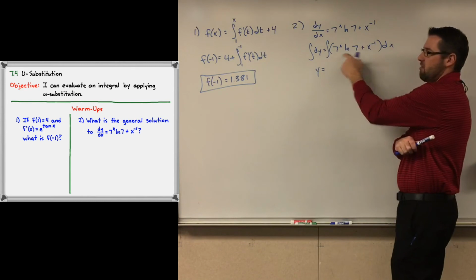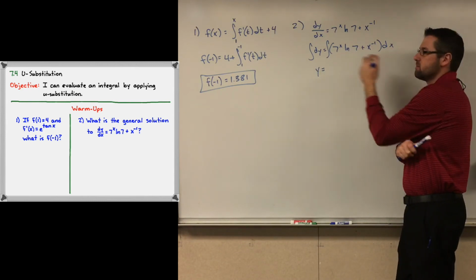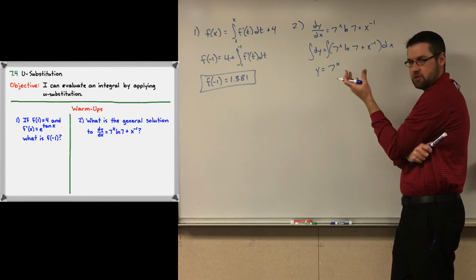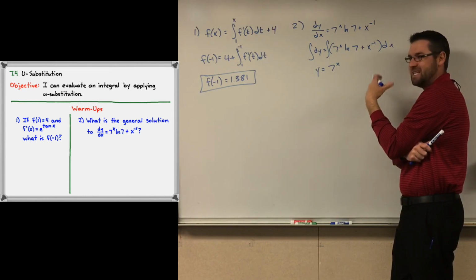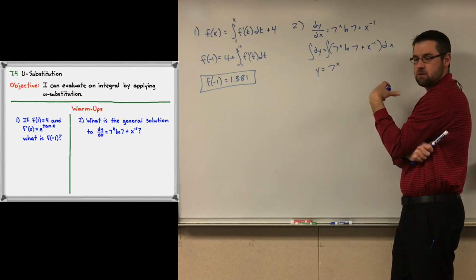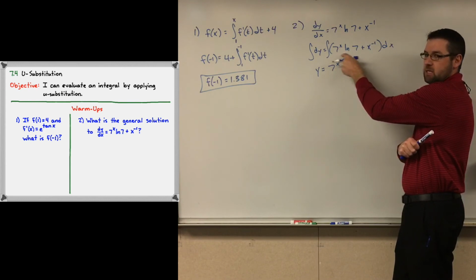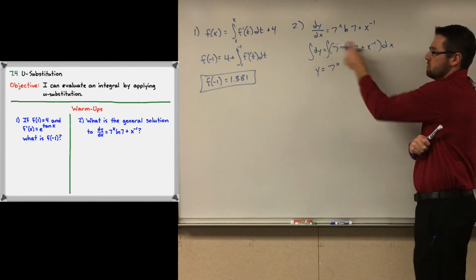what's the antiderivative of 7 to the x natural log of 7? Just 7 to the x. How would you know that? Because it's exponential. The derivative of exponential is itself times the natural log of the base, right? So you see natural log of the base of that, that means the antiderivative is just this, right?